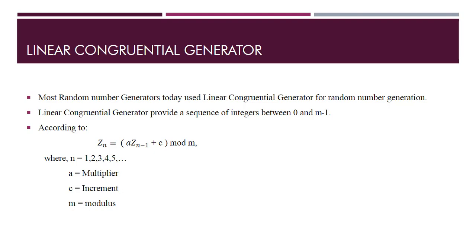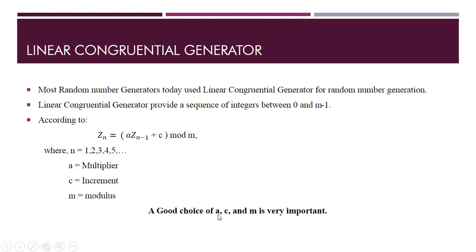So how does this method work? It generates a linear sequence of random numbers between 0 and m-1. This is the formula, according to which the sequence will be generated. Here g_n is equal to (a * g_(n-1) + c) mod m, where n goes from 1 onwards. a is the multiplier, c is the increment, and m is the modulus.